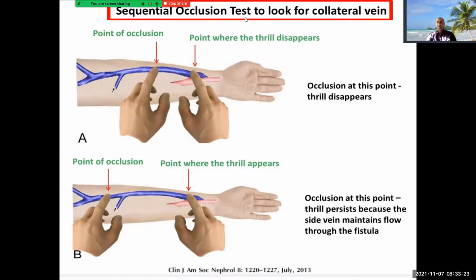When we use this sequential occlusion test, if I have hypopulsatile in this area, I press here and feel hypopulsatile, no pulse augmentation, and with a normal thrill. If I occlude here and there is still a normal thrill here, the thrill should disappear. But if the thrill is still persistent, it means you have accessory veins. When you press here, you do it sequentially, moving this hand to press here and here and here to detect this accessory vein. What does sequential mean?